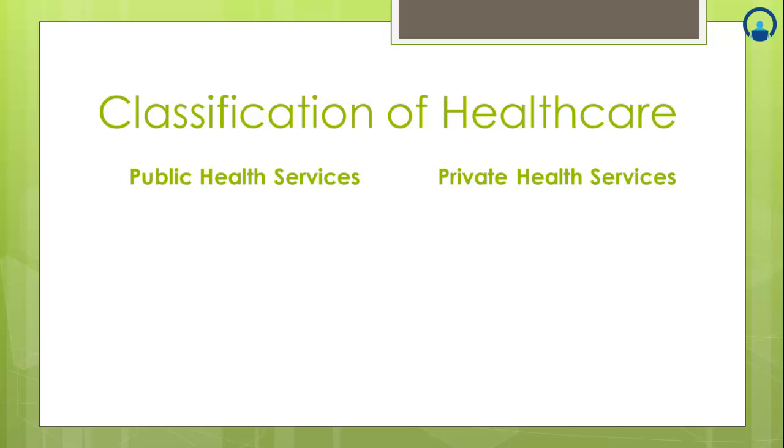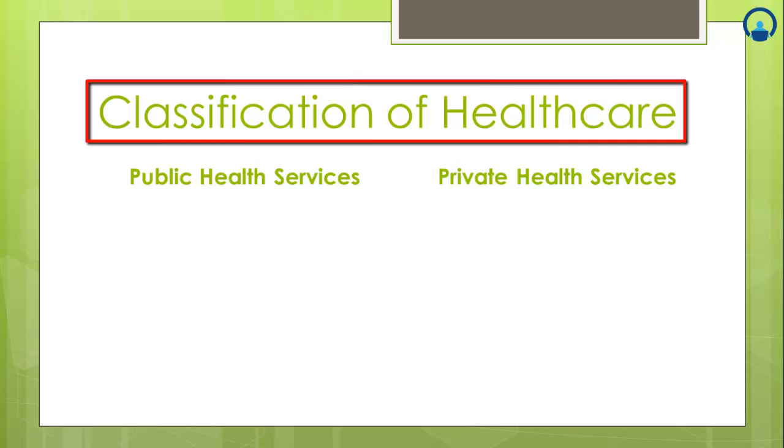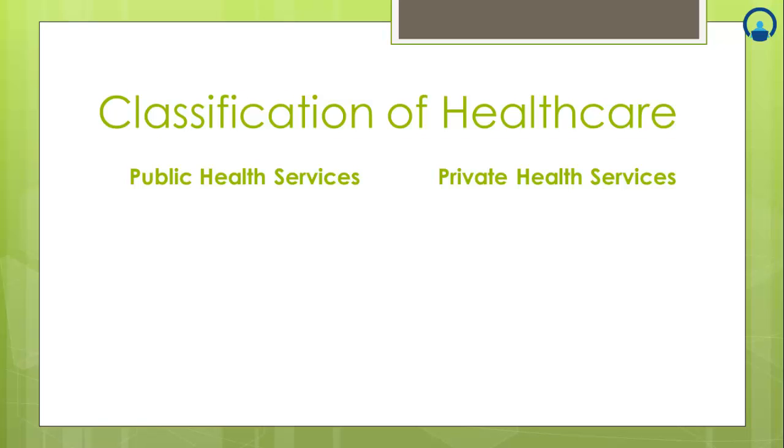Now we will see how healthcare is classified. Basically, healthcare is classified into two categories. One is public health services and the second is private health services. When we say public health services, it is for a community. If you recall the definition of healthcare, we said it is for the individual and community. When we say community, it belongs to public health services, and when we say for an individual, for a specific patient, it belongs to private health services.